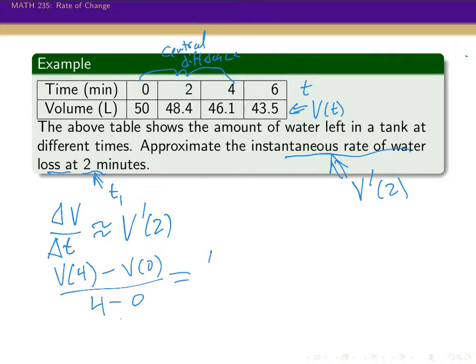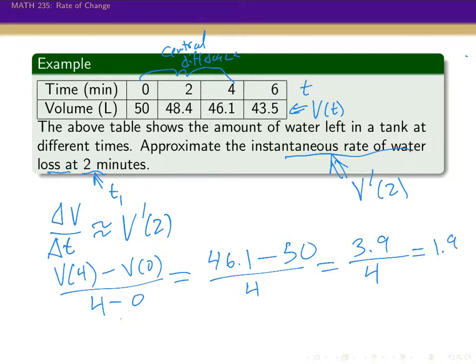And so this would be 46.1 minus 50 divided by 4, which gives me 3.9 divided by 4, and that is equal to 1.975, I believe, minus. Watch the signs there. And again, this is in liters per minute.